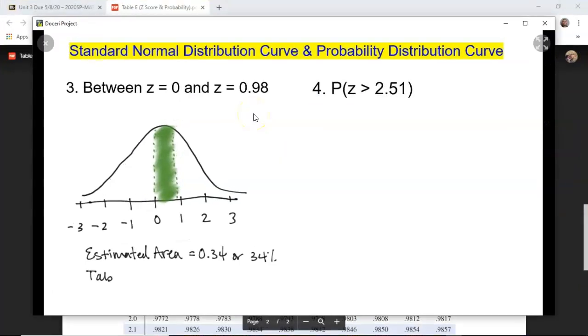So if I go back here, the area for 0 is 0.5000, right? That's 50%, which should make sense because 0 is supposed to be the center of the distribution. So anything to the left of that would be 50%. Now we want to look at 0.98 as well.